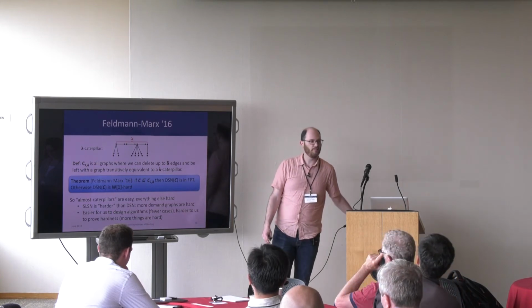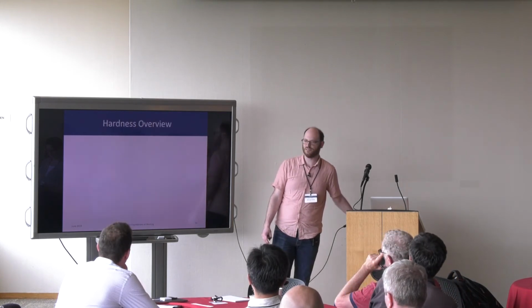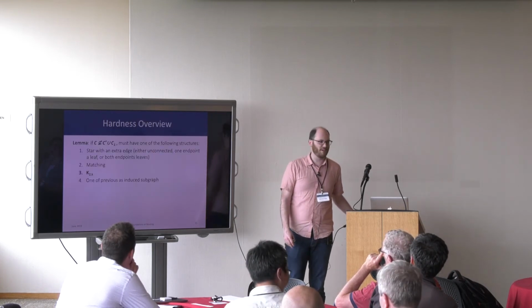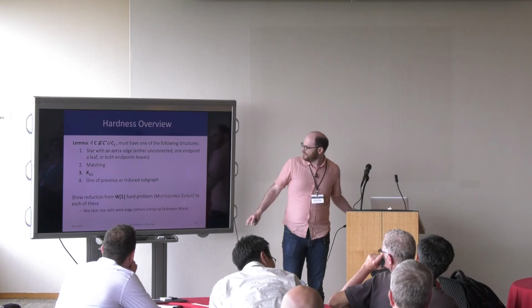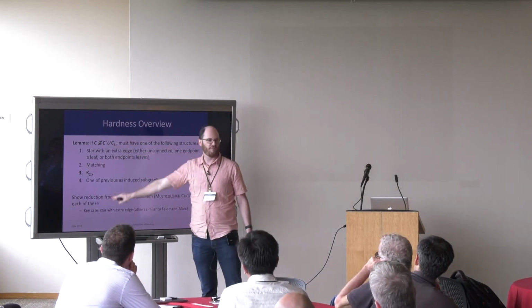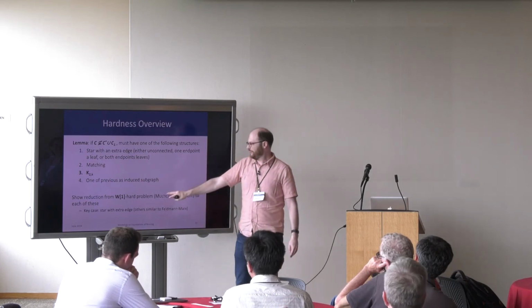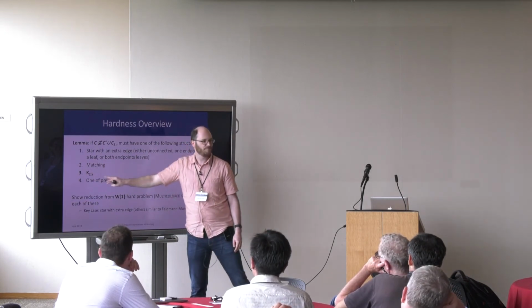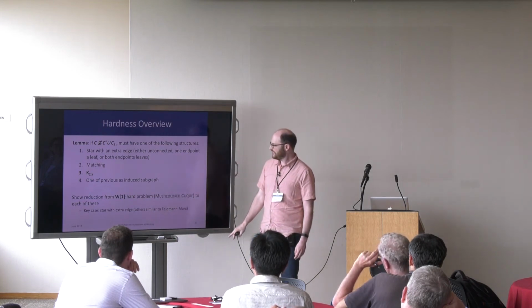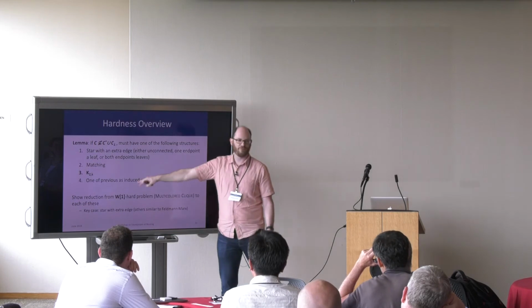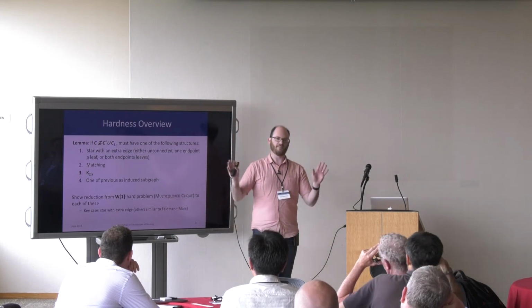Okay, so I'm clearly losing the interest of all the systems people. So I'm going to wrap it up and say, how do we prove this hardness? Just one slide. We prove this lemma, which says that if you're not in this class, you must have one of the following structures. Then we say one of these structures is, in fact, a complete bipartite graph. And then we prove a reduction from the multicolored clique problem to each of those structures. And that gives the proof.